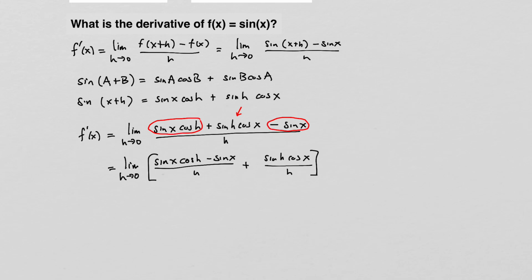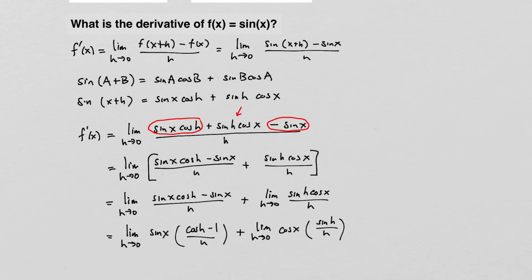And now I'm going to use a property of limits, which says that I can take the limit of the first fraction plus the limit of the second fraction. And now to evaluate this limit, what I'm going to do in this first limit is factor out sine of x. And in the second limit, I'm going to factor out cosine of x. And I can do this because x is independent from h. And so here is the intermediate step.